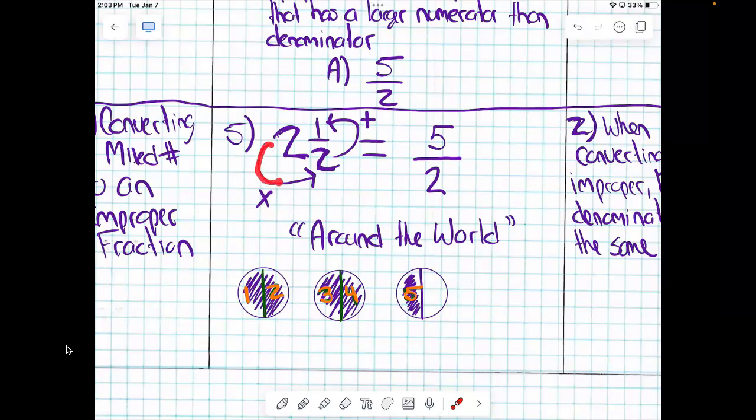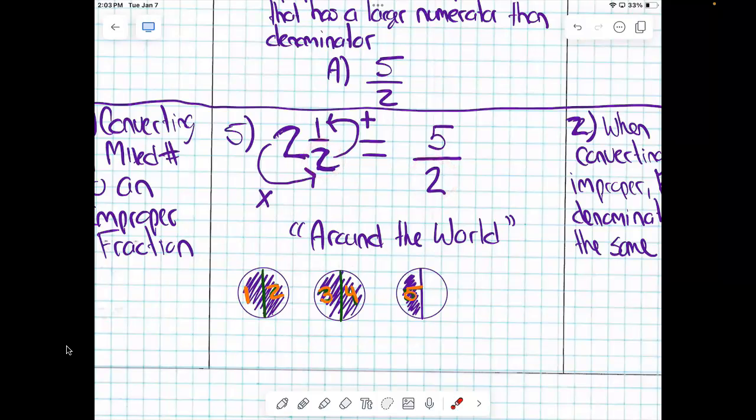What is 2 times 2? 4. What is 4 plus 1? 5. We just found our numerator, right? Yes. What's the denominator then to finish it? 2. It's the same as the denominator in the mixed number, right? Yes. It's always going to be the same as the denominator in the mixed number.